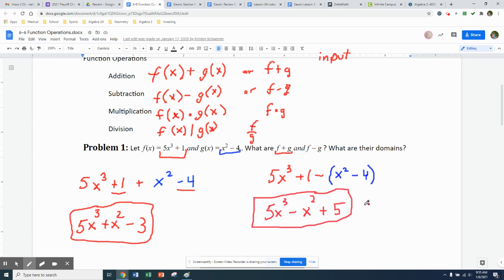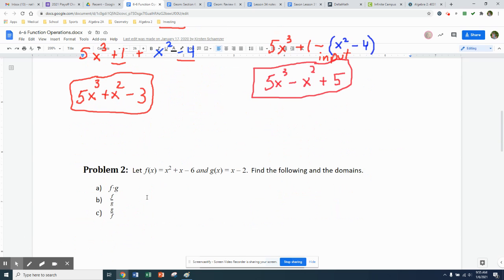So with those first two problems, adding and subtracting, are there any questions, comments you guys have? Anything that you need clarification on? All right, you guys ready for some multiplying and dividing? Okay, here we go. Let's head down to problem 2.